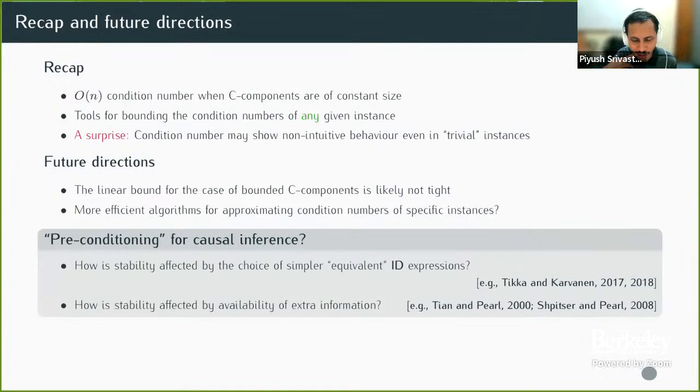The expressions I showed you, I will show you how they were derived soon. But the expressions I showed you are not so efficient to compute. I mean, we can do it by hand in some examples. So the question of finding more efficient algorithms to approximate the condition number is open. The idea would be that given a model, you should be able to evaluate at least some good estimate of its condition number, because that lets you evaluate both the sensitivity of the model to ignoring weak edges, and also the sensitivity to numerical perturbations.